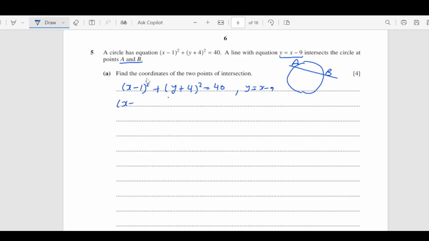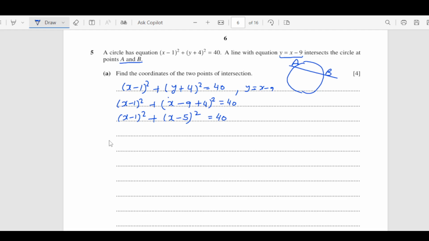This will become (x minus 1) squared plus (y is now x minus 9 plus 4) squared equals 40. So let's rewrite this one. This is going to be (x minus 1) squared plus (x, this is 9 minus 4, that is 5, negative because 9 is negative here) and then squared equals 40. Now let's expand these brackets.